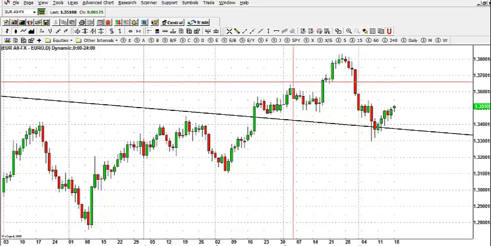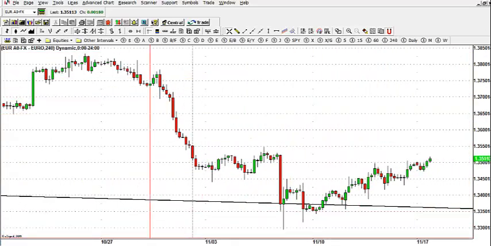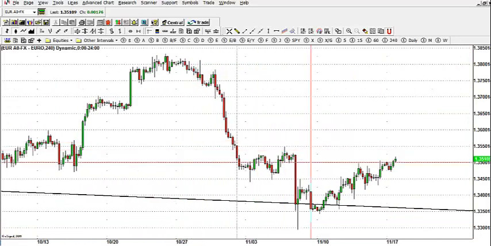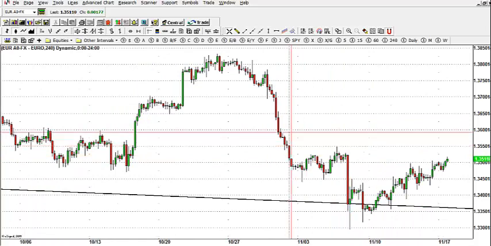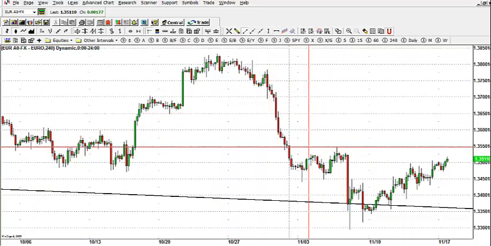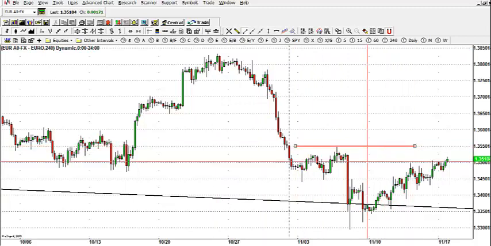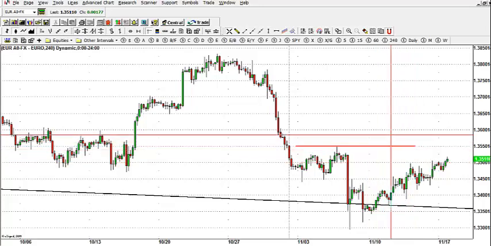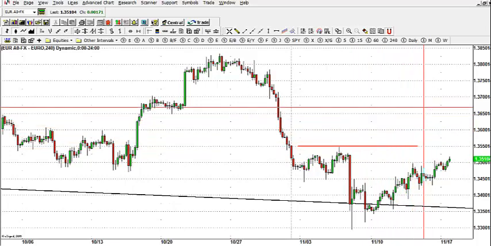Okay, digging deeper down, this is the 4-hour chart, and for the bulls to gain some more confidence, we would have to see the market close above this 135.50 area. I mean, a daily close above 135.50 would indicate that the market is headed back up.